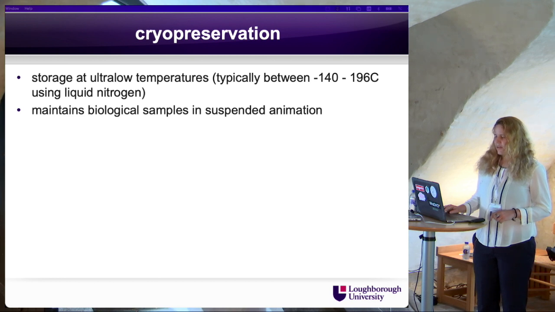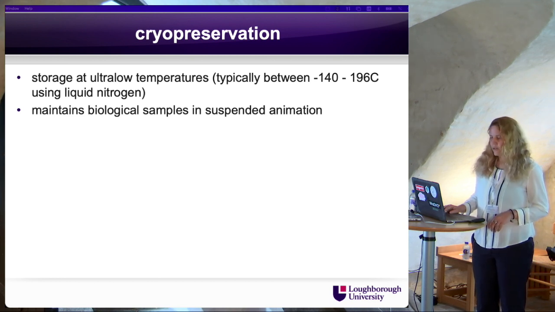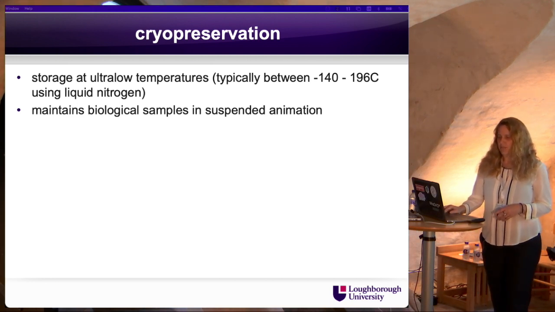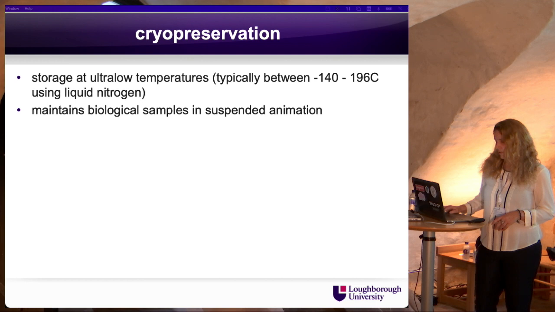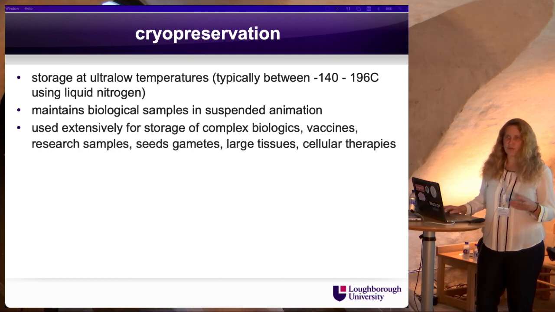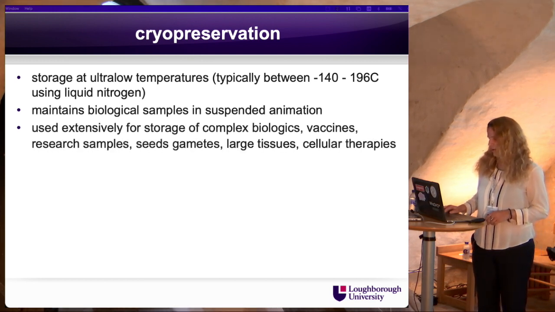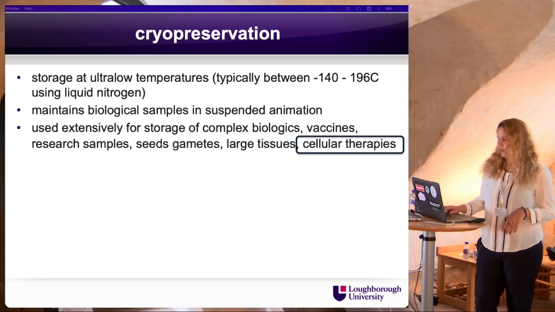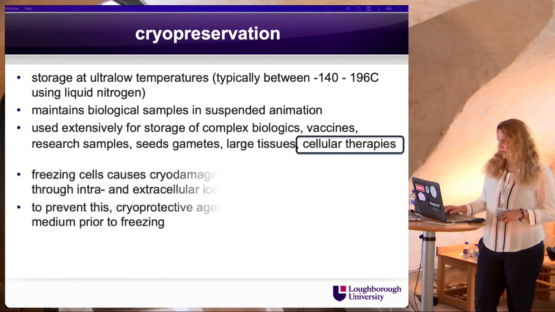Just as a reminder for people who already work in cryopreservation, it's storage at ultra-low temperature, typically between minus 140 and minus 196, depending on your material. It really can be everything. It can be biological samples, your favorite antibody, your drug candidate, but also seeds and organs. Today I will be focusing on examples from the cell therapy field.